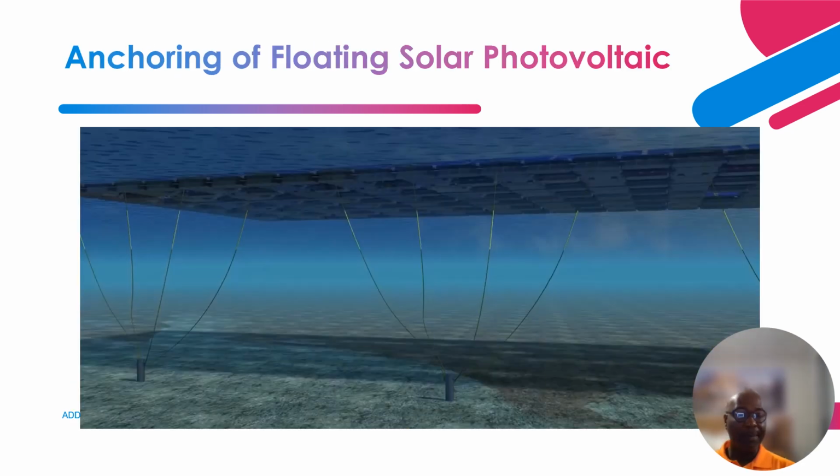Remember, I made mention that these photovoltaic panels are being held in place, right? Because you have it on top of a river or a lake, definitely a moving water body. Okay, so definitely it's going to move if you don't anchor it, right? So this is how they are anchored below to keep it in place.